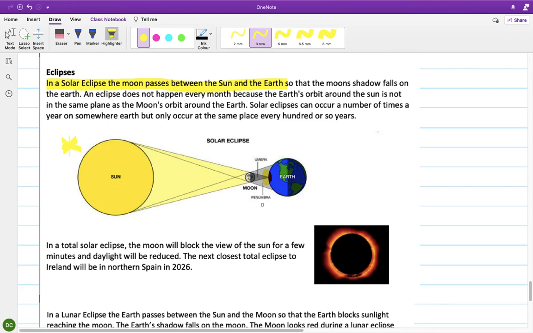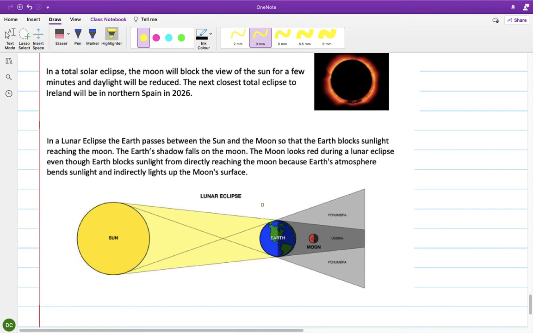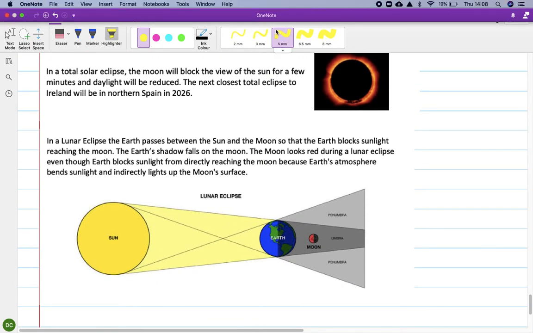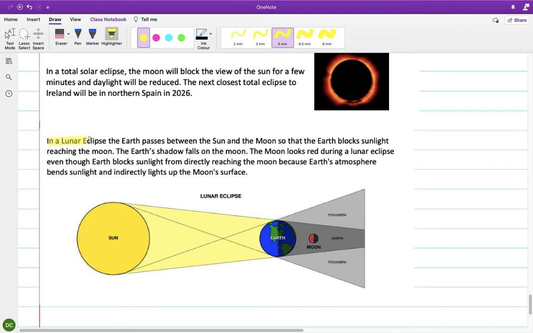Okay? And then we have the lunar eclipse, which you also need to be able to describe. So in a lunar eclipse, the earth passes between the sun and the moon, and this time the earth blocks the sunlight reaching the moon. Okay, and again, the picture is important. You just need to be able to put them in the right places.